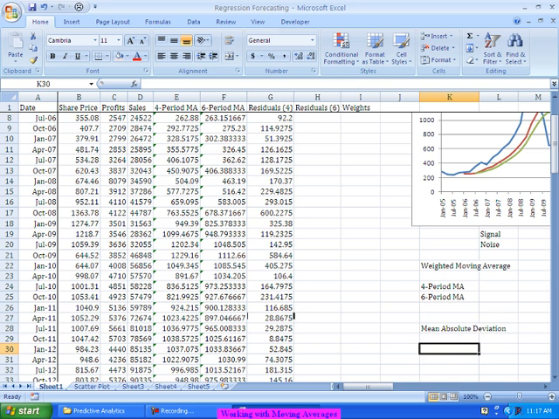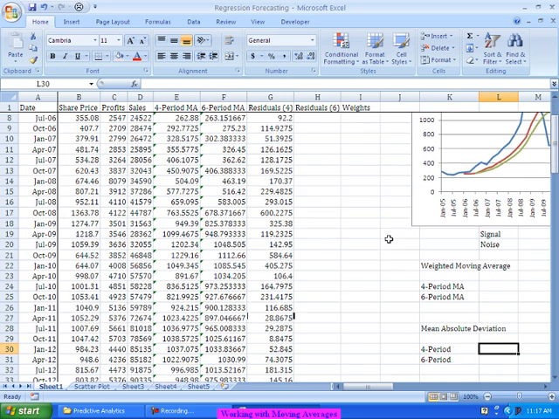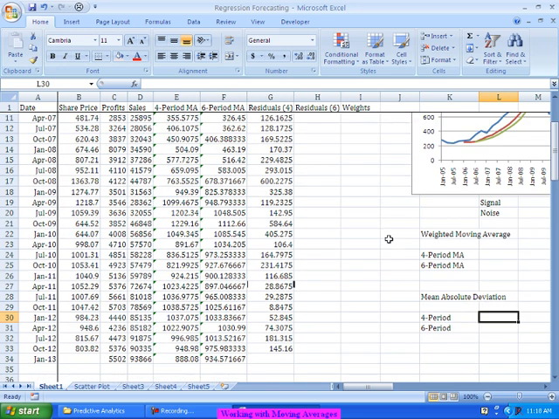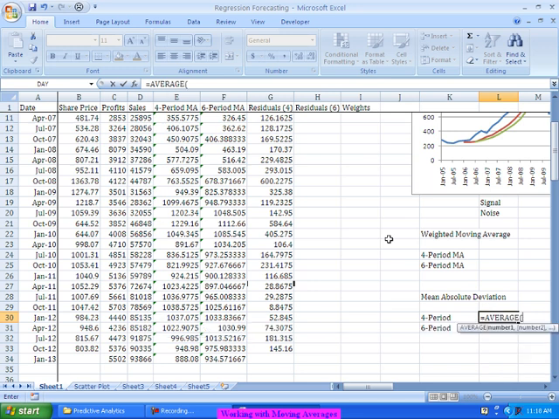the standard mean absolute deviation of the 4 period versus the 6 period. And whichever one has the least mean absolute deviation, I would prefer that time period for the smoothing aspect, because it should be very close to reality. Apart from being smooth, it should also be very close to reality.